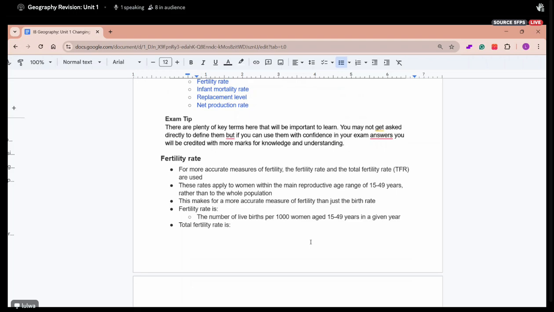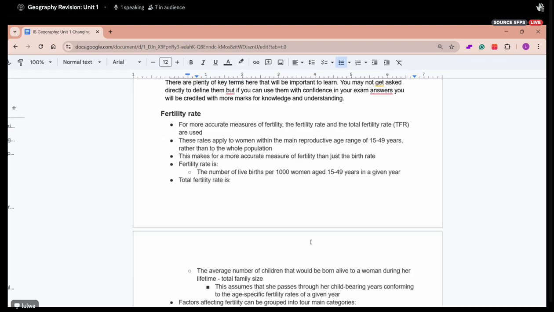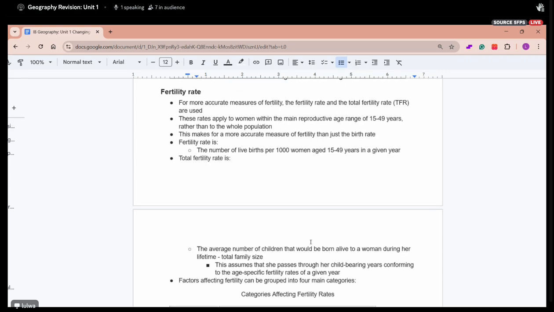But it's okay. Fertility rates. For more accurate measures of fertility, the fertility rate and the TFR are used. These rates apply to women within the main range of 15 to 49, which is the main reproductive age. And this makes for a more accurate measure of fertility than just the birth rate.